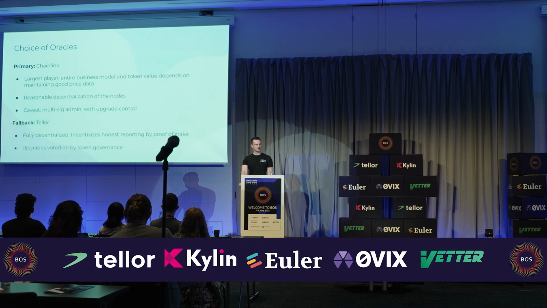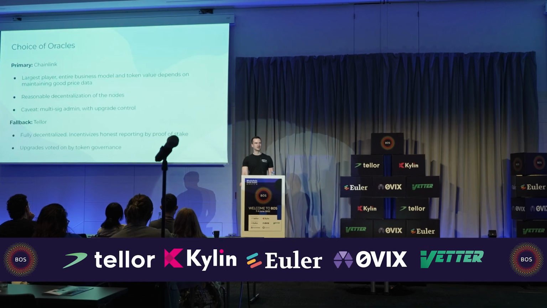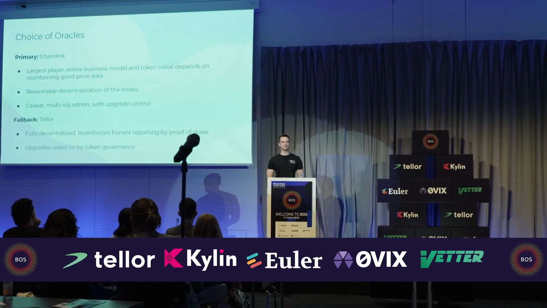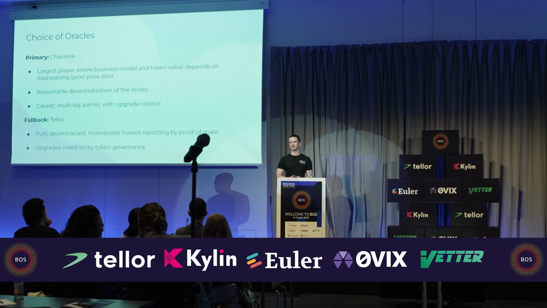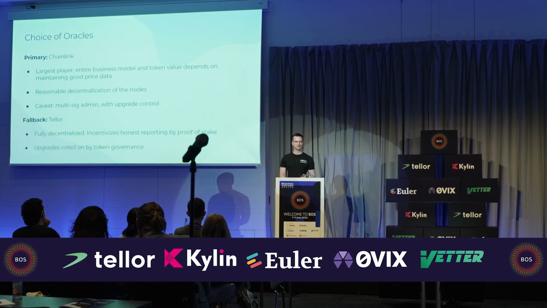And our fallback oracle is Tellor. We really like Tellor because it's fully decentralized, as Nick's been talking about. It incentivizes honest reporting, with proof of stake. And upgrades are voted on by token governance, and that really fits with Liquity's values. So Tellor is the fallback. When we were building our system, Tellor had just launched the version that we were going to use, just a few weeks before our launch. So it was at that point less proven, but now it has clearly stood the test of time since then.